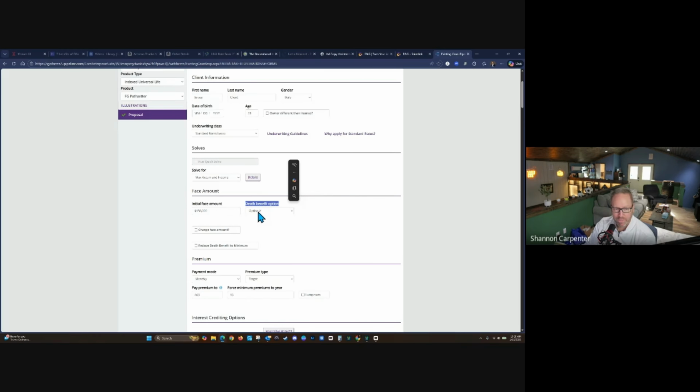Death benefit option. All right, option A is level. There's nothing wrong with that. A level just means you're going to have a higher death benefit, usually about triple the death benefit, which means about triple the commission, triple how much money you make. That's not what most people want. Most people don't call you and say, I'm looking for a massive death benefit because I have a lot of people that depend on me when I die.